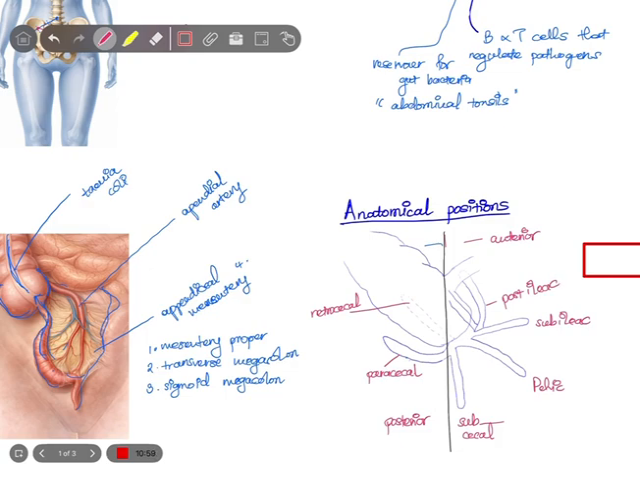And then here we are going to have the pre-iliac. Now the most common position here is the retrocecal. This is what you would find in most patients, followed by the pelvic.